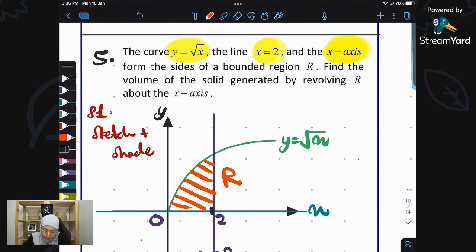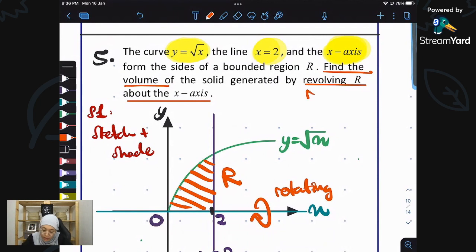Okay, here we go. Find the volume revolving the region about the x-axis. So revolving about the x-axis means this. Saya buat arrow. Arrow means rotating. Revolving means rotating. Okay guys? Revolving bermaksud rotate. So dia akan rotate pada x-axis. Rotate about the x-axis. That is what it means.